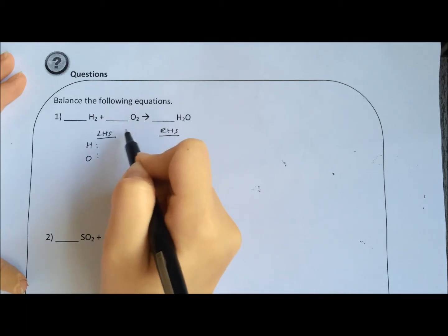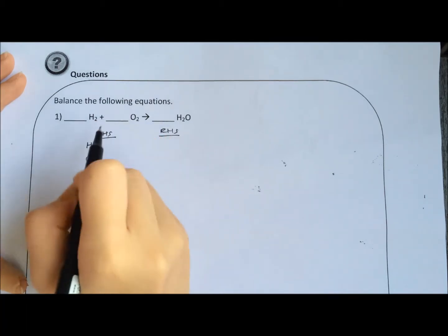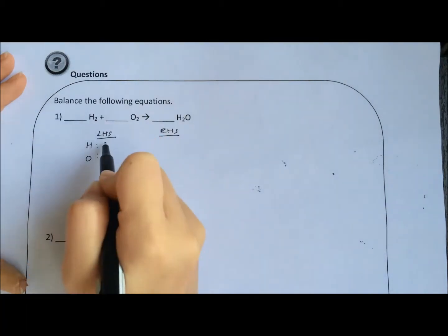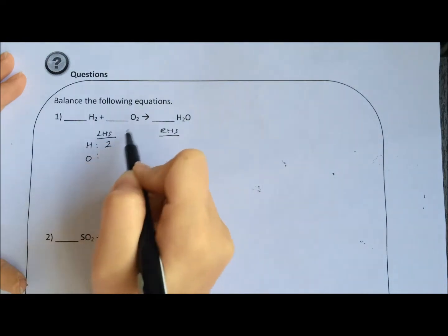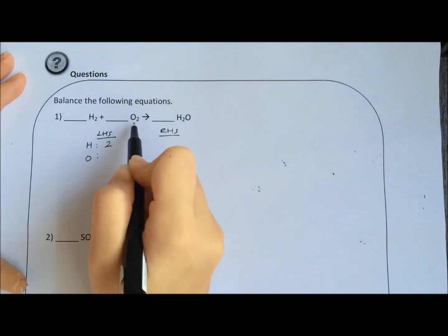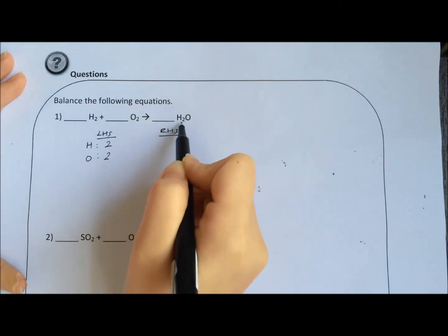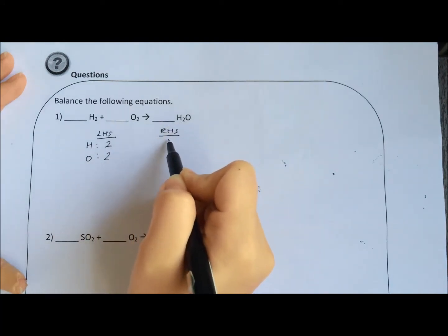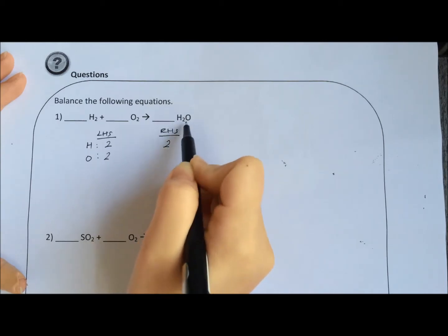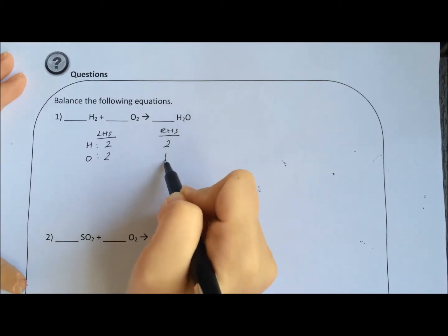So now we can do a count. So you see there's a 2 at the back of hydrogen. So hydrogen on the left hand side is 2. There's a number 2 at the back of oxygen. So oxygen on the left hand side is 2. Right hand side, there is a 2 at the back of hydrogen. So it's 2 hydrogen. O nothing, so it's 1.